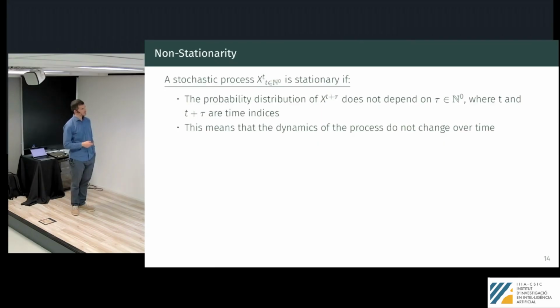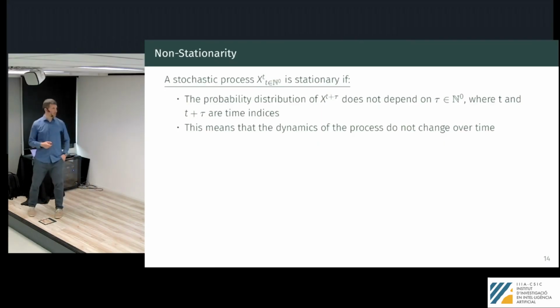So let's look at some of these challenges in a little bit more detail for the remaining time. So first, non-stationarity. This is a core issue. Let's define a little bit what we mean by that.